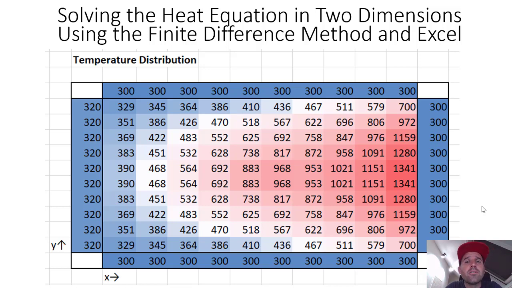Here we're going to be talking about solving the heat equation in 2 dimensions using what's called the finite difference method, which is an approximation, and we're going to use Microsoft Excel to solve this. So we're going to do a numerical approximation of the heat equation, and we'll be able to solve for 2-dimensional temperature profiles like you see, and we're going to be using a software tool, Microsoft Excel.